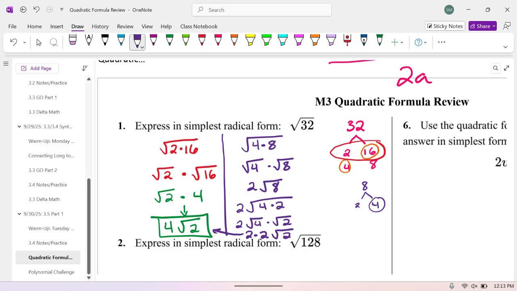All right. The only difference between this one and this one is this one had an extra step. You got to do it twice. Okay. So it doesn't matter which set of factors you pick as long as one of them is a perfect square. I just say shoot for the highest one because it's less work. That's right.